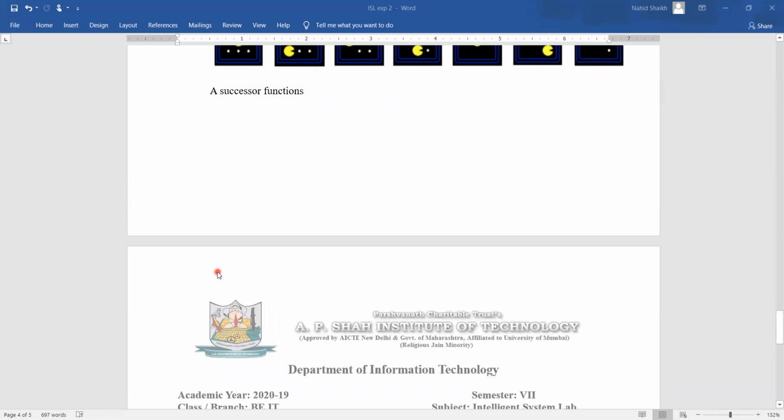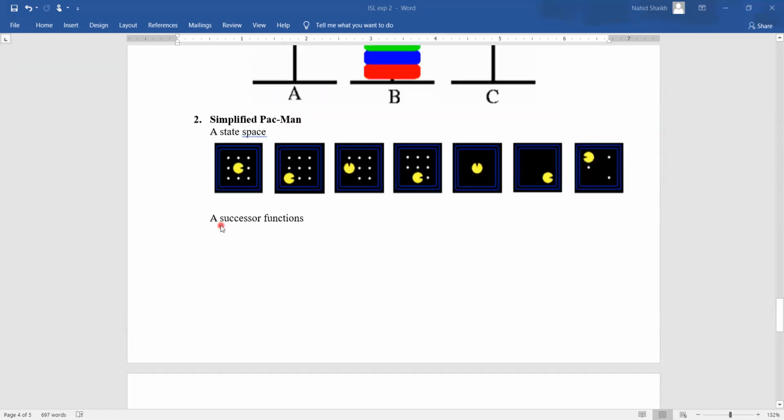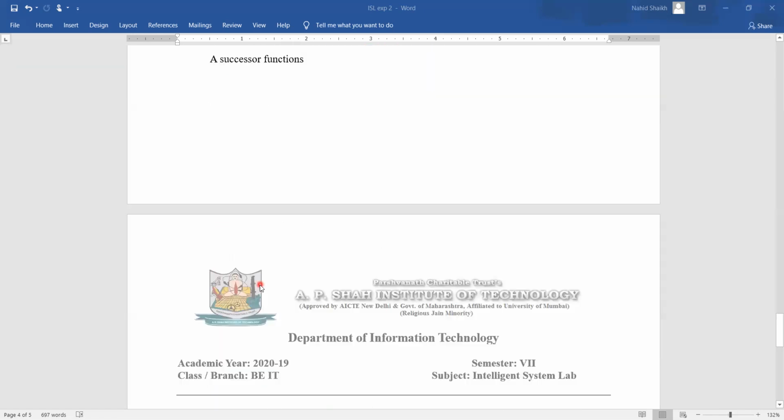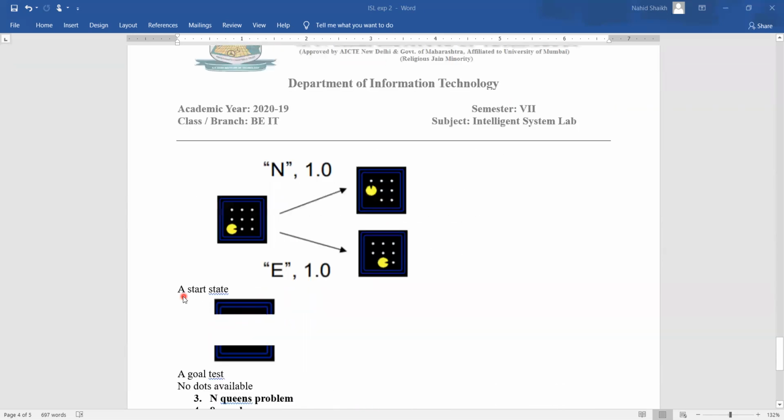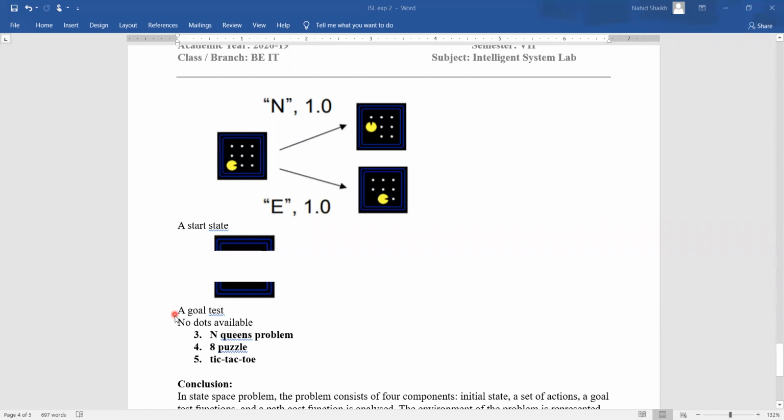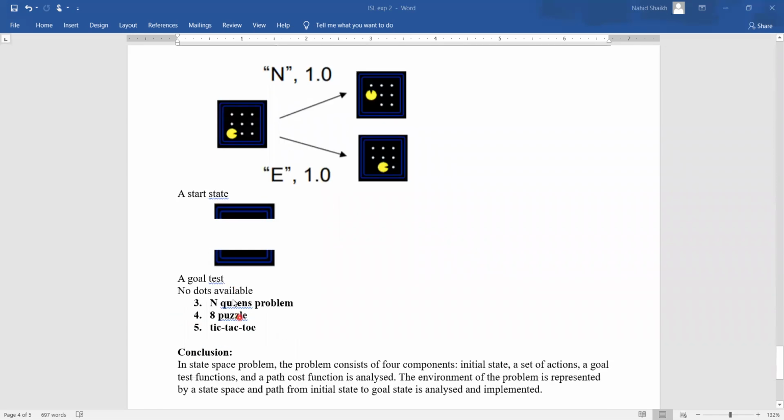For them, you have to write these four things. The first thing you have to write is the state space. Second, you have to write the successor function, third, the start state, and at the last, the goal test. You have to write it for the n queen problem, for the 8 puzzle, and you also need to write it for the tic tac toe problem.